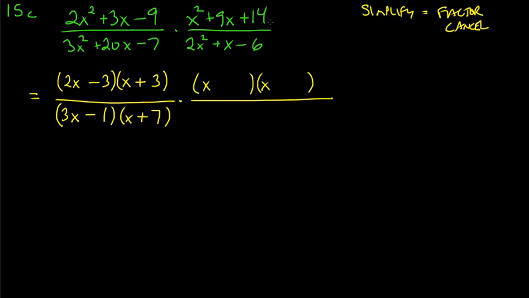The second numerator should be easy because it's not the AC method. It's just what two numbers multiply to 14 and add to 9. So it's not 1 and 14. It's just 2 and 7. And then for the denominator, we get 2x times x. And 6, it's either going to be 3 and 2 or 6 and 1. So I think it's going to be 3 and 2 this way. So 4 minus 3 is 1, right? So I think that's it.